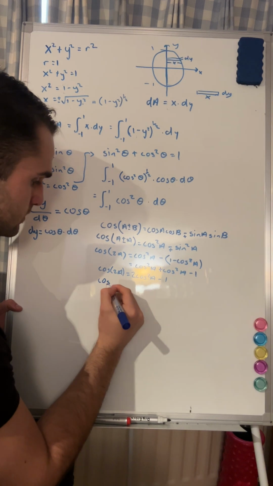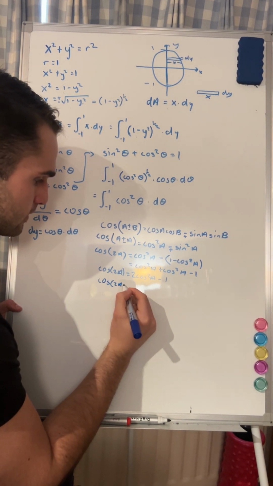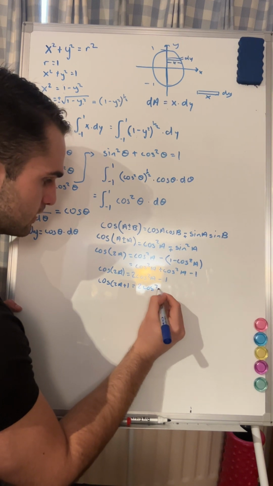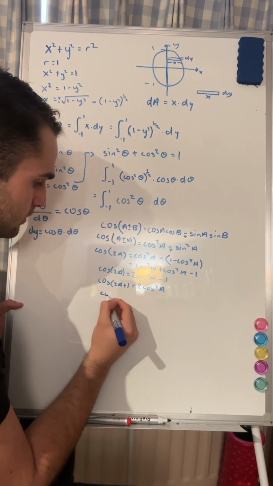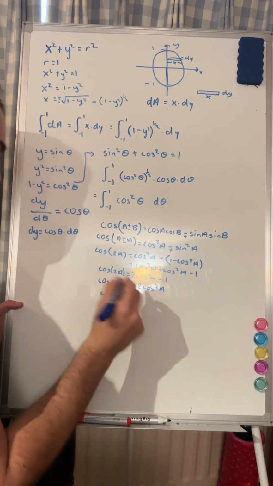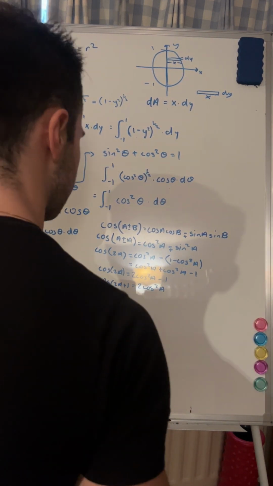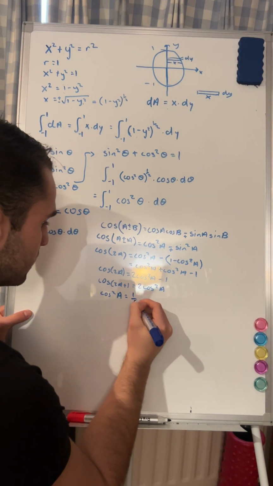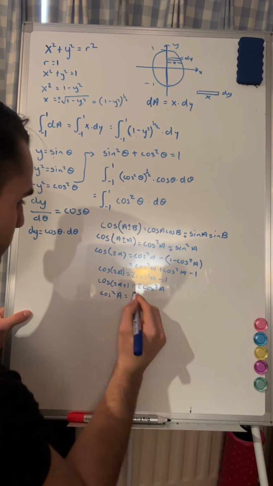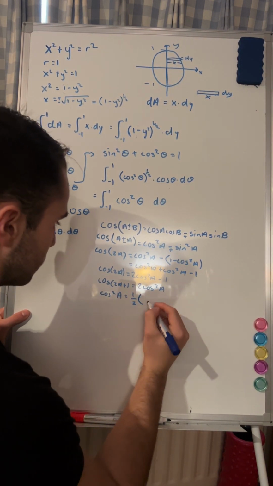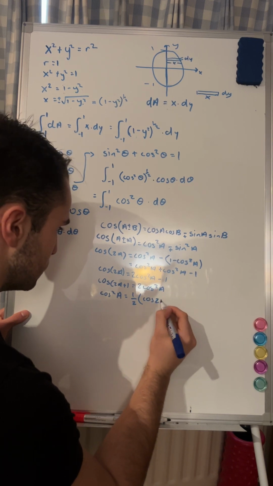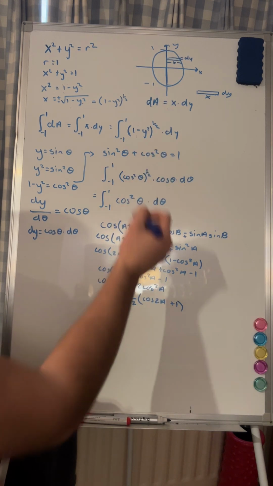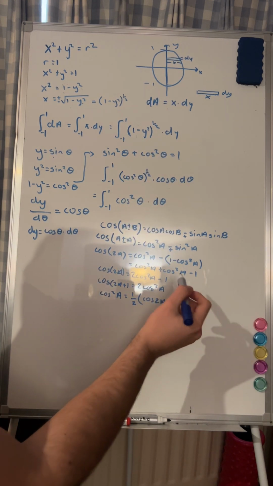So we get that cos 2A plus 1 equals 2 cos squared A. So now we get that cos squared A is equal to a half of this, because we're just dividing everything by 2, of cos 2A plus 1. So cos squared theta equals half cos 2 theta plus 1.